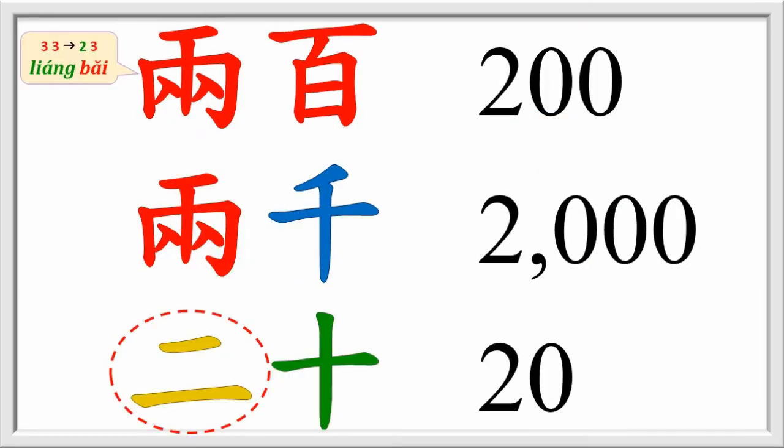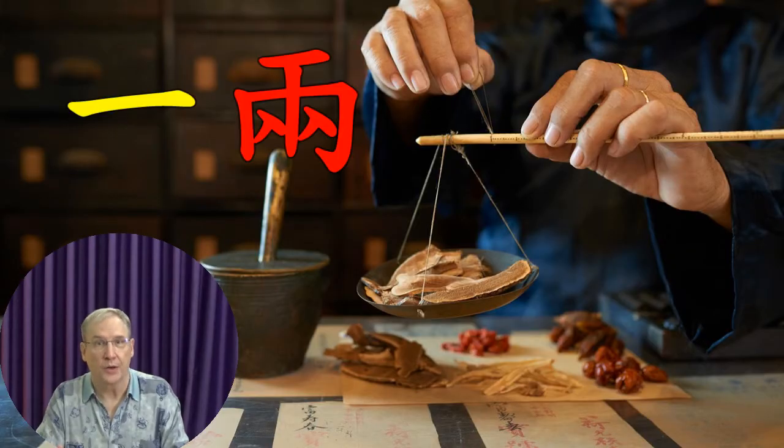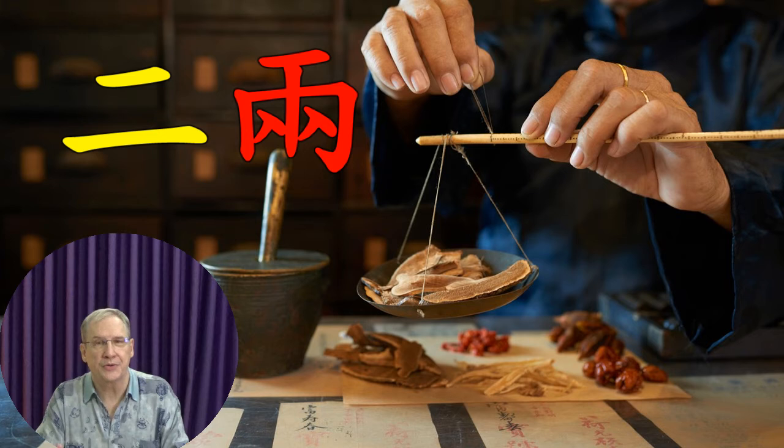200 would be 200, and 2,000 would be 2000. Be careful, however, to say 20 for 20, and never 20. Liang itself is also a unit of weight, the Chinese ounce, and is commonly used when weighing gold or Chinese herbal medicine. For example, 1两, 1 ounce, 2两, 2 ounces. Although 2两 is also possible for 2 ounces, Chinese seem to prefer 2两 to avoid any confusion.